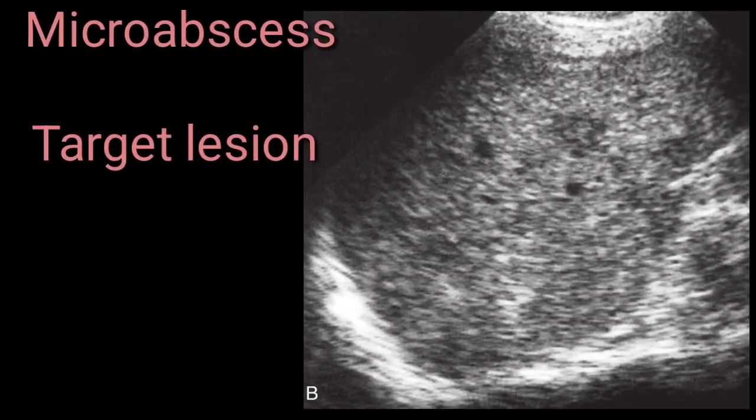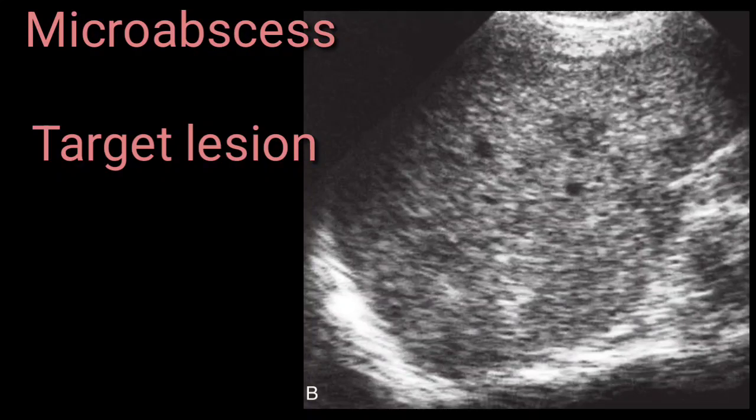Again, this another slide shows micro abscesses. You can appreciate the spleen. Within the splenic parenchyma, there are multiple hypoechoic small lesions. These abscesses sometimes appear as target lesions, a centrally echogenic area surrounded by a hypoechoic halo. As you can appreciate, the largest lesion is centrally echogenic, surrounded by a hypoechoic area. However, margins are slightly irregular.